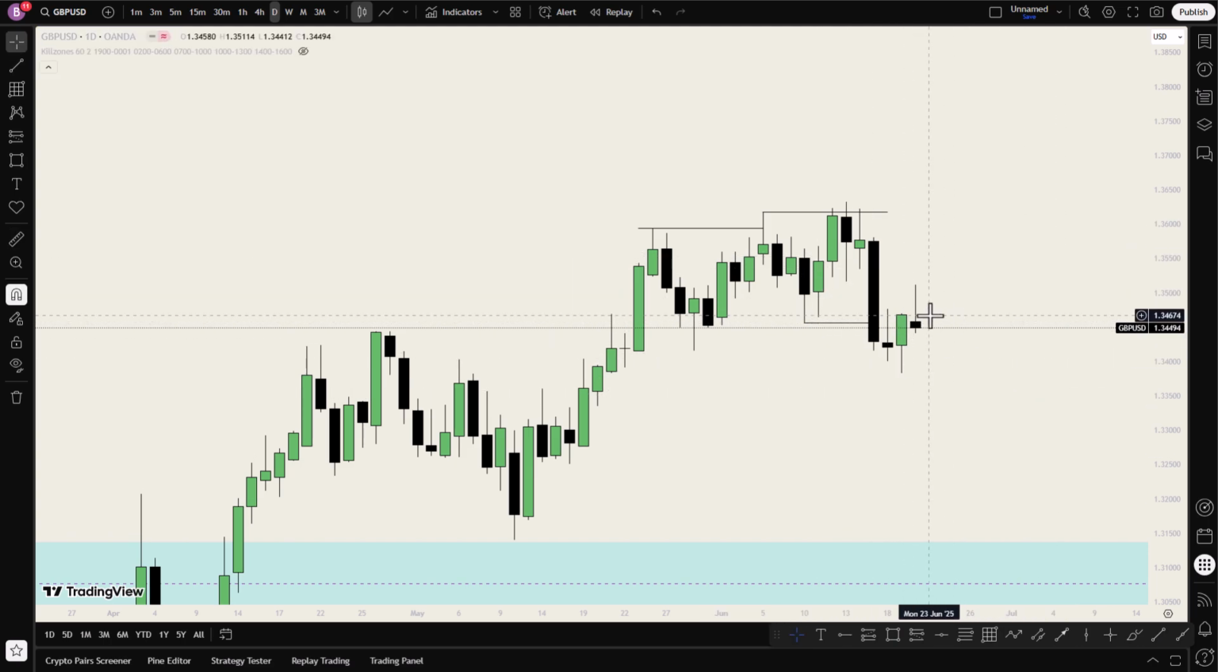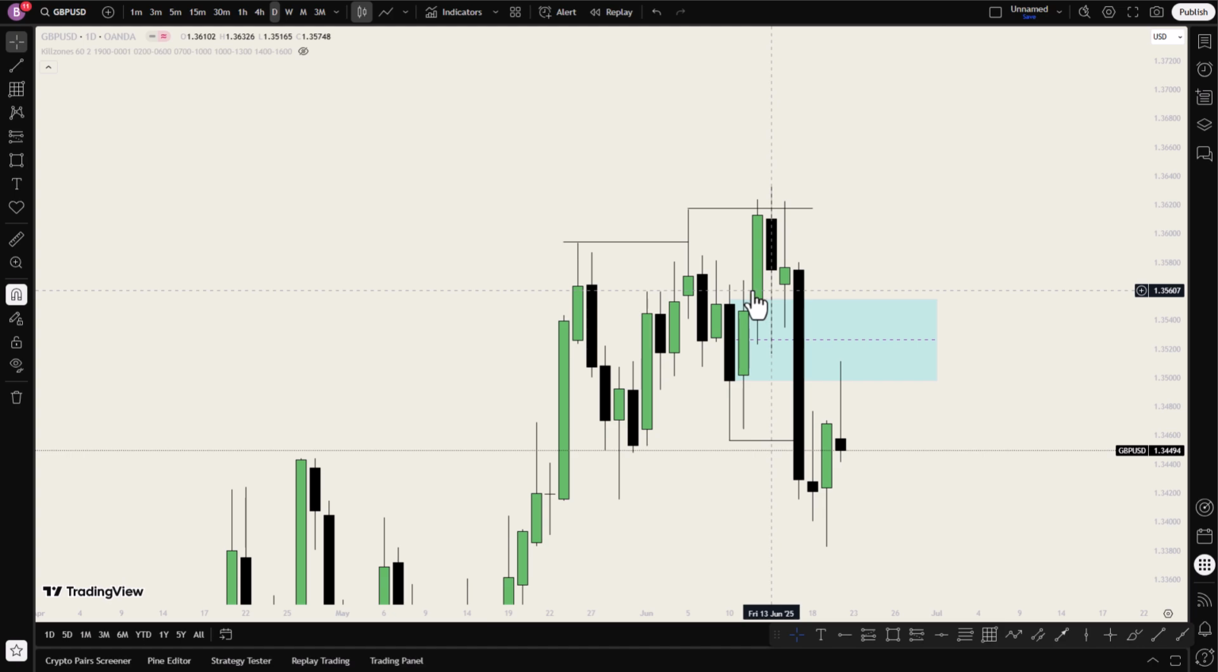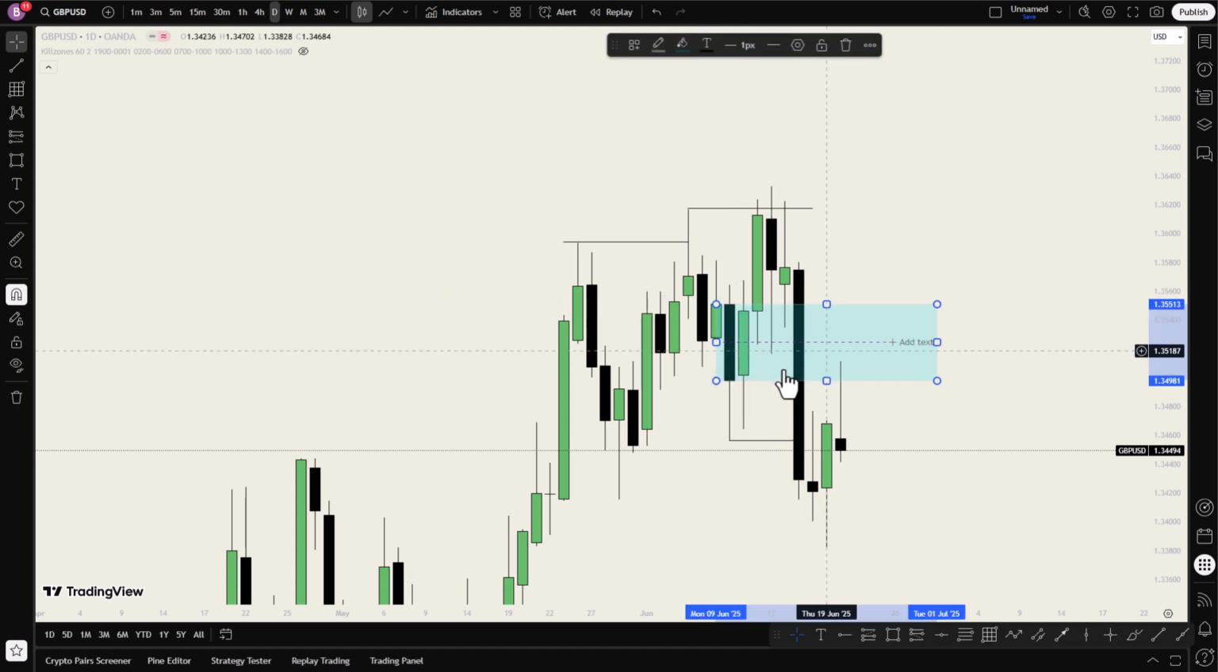Now, how do we know the structure here? Because we see this order block was violated with what? With a strong displacement. So here we have a breaker block at this level, and also a fair value gap.